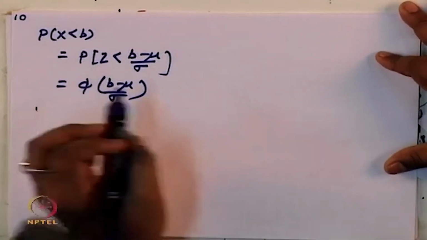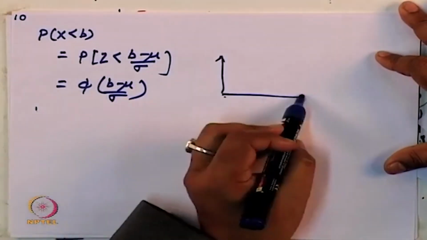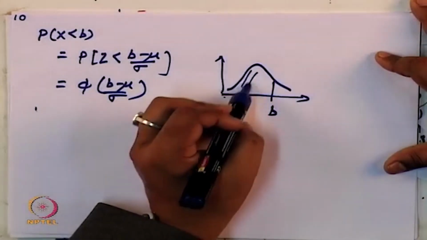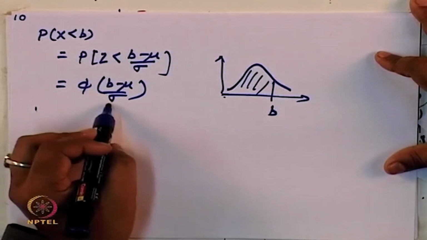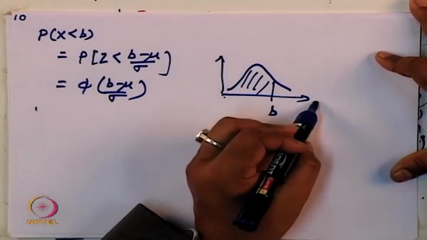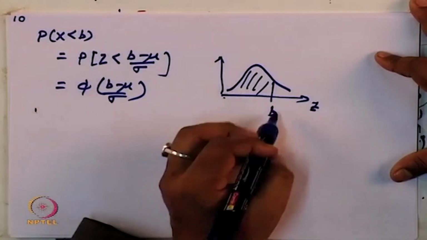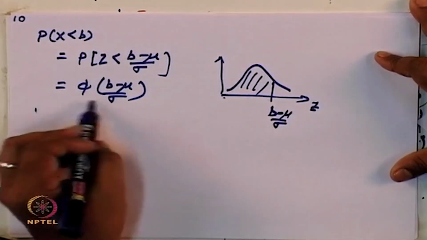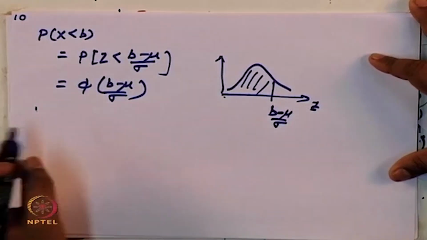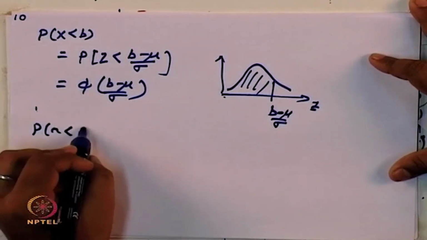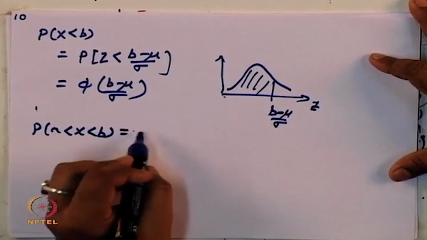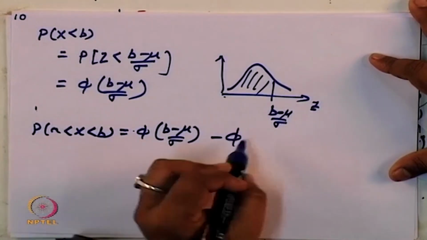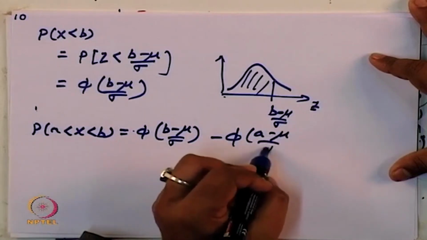So, if this is the probability of x less than b, as I drew earlier, for any b, I can find out what it corresponds to for the z variable. It corresponds to (b minus mu) by sigma, and accordingly I can look up the value. I can write the probability of a less than x less than b as phi of (b minus mu) by sigma minus phi of (a minus mu) by sigma.